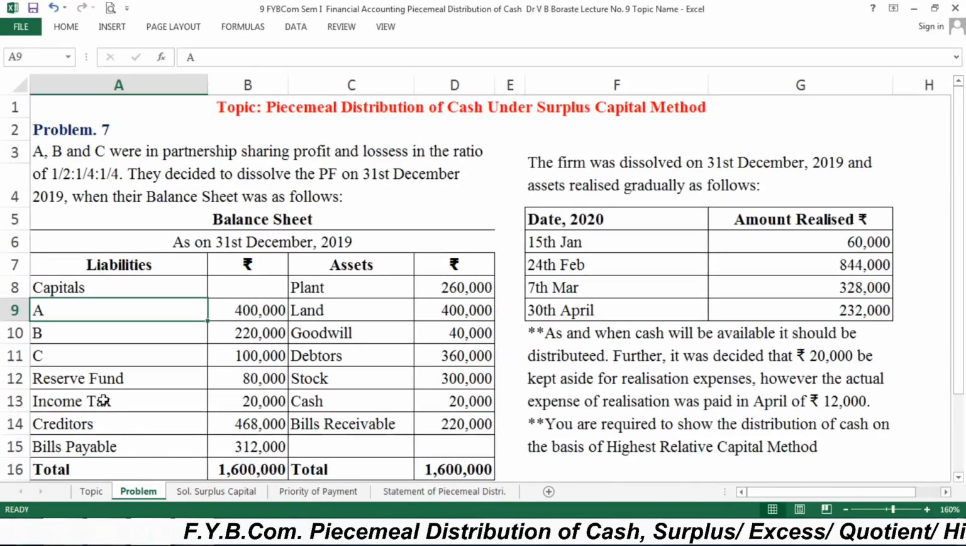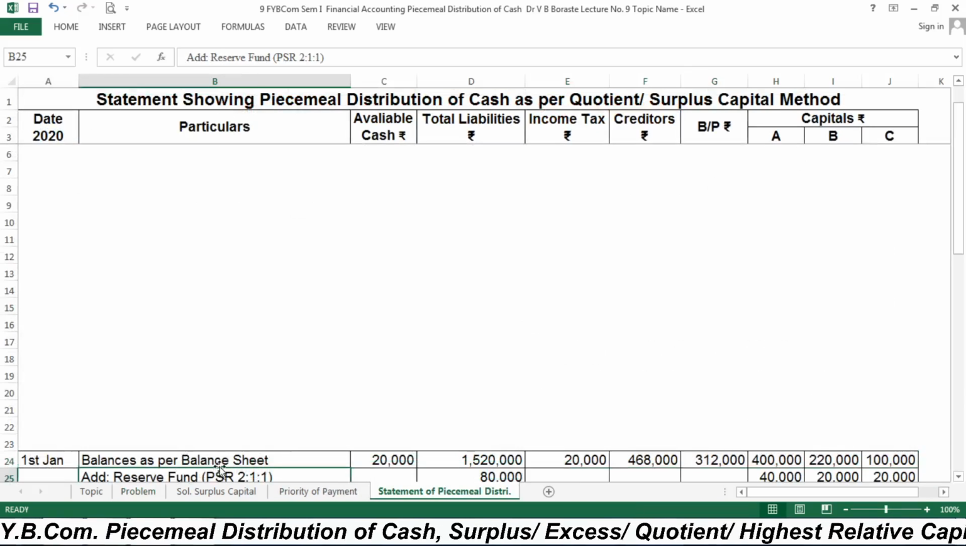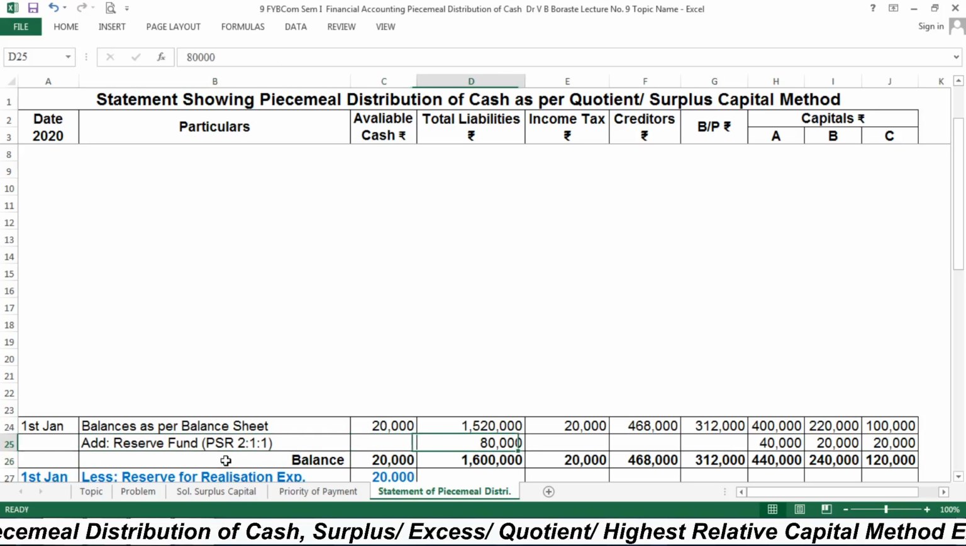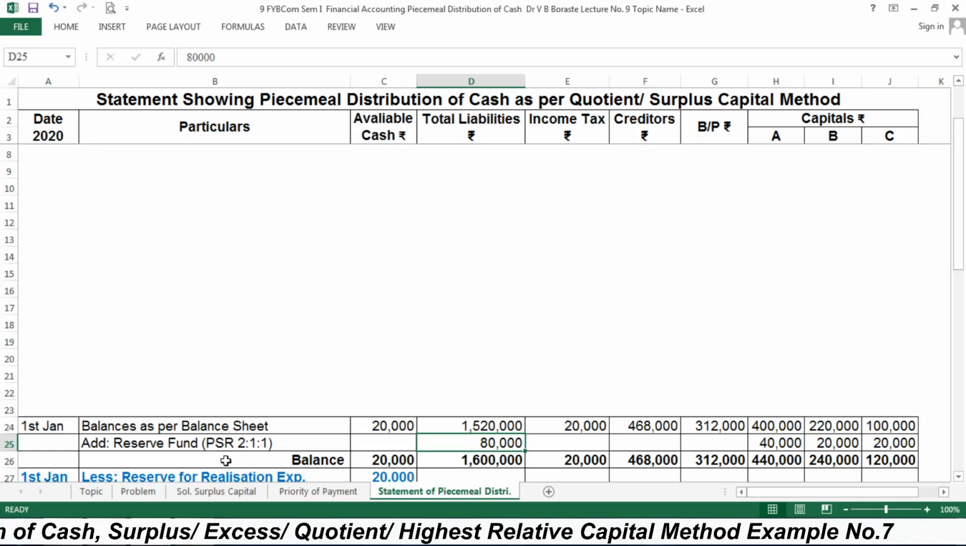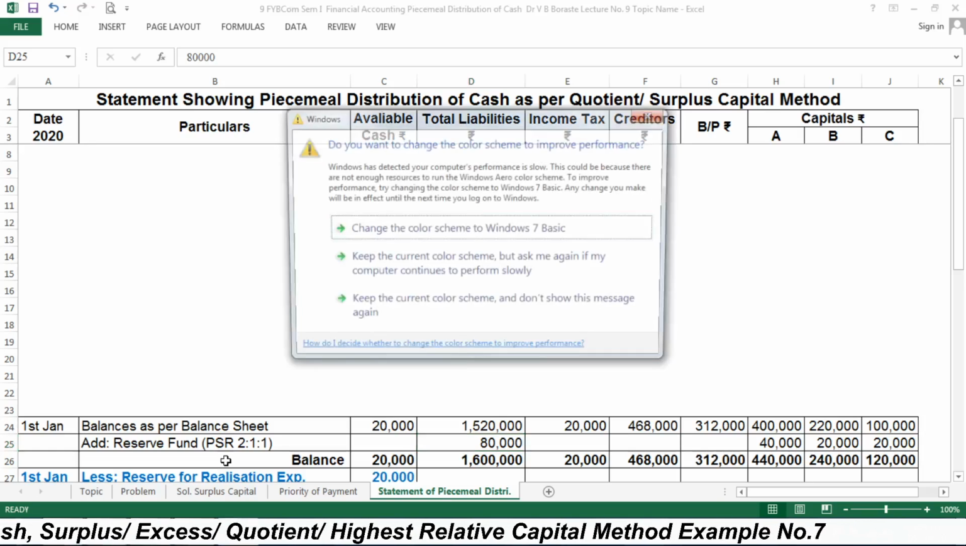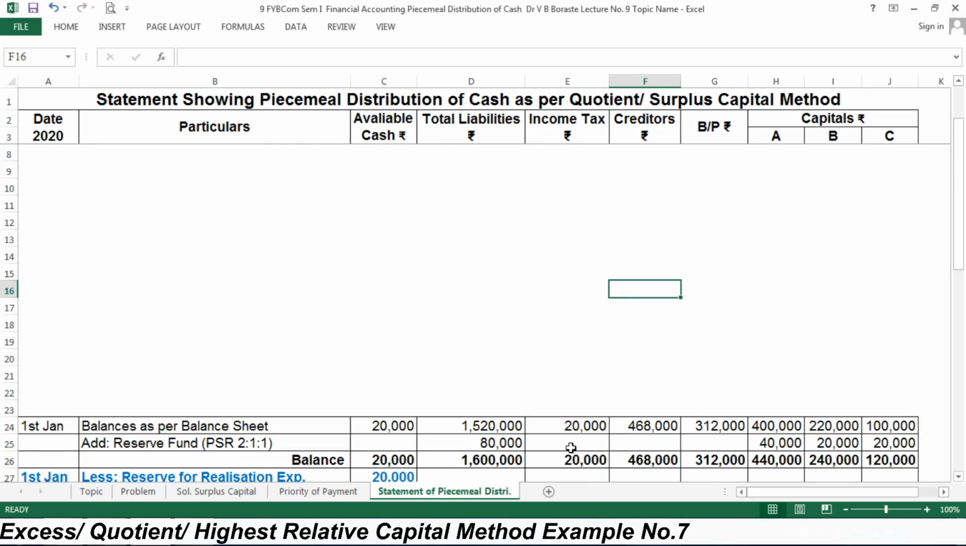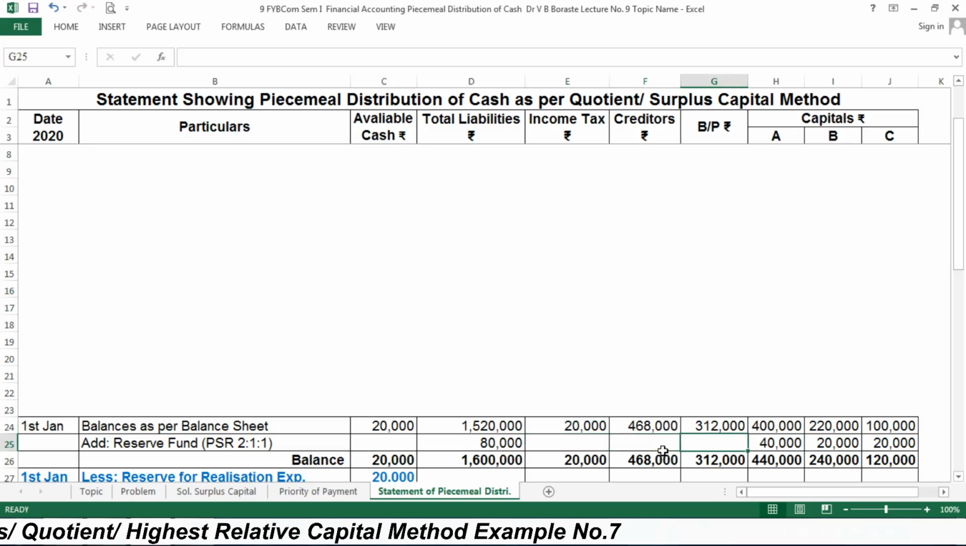After that we have to add the general reserve or reserve fund or profit and loss account which is given on the balance sheet's liability side. So here we are going to add the general reserve or reserve fund in the ratio of 2:1 between A, B and C. So that is 80,000. That means our liability will increase by 80,000 as a general reserve. It is a liability of the partnership firm. Whatever is going to be received by the partners, then also it is a liability of the partnership firm. So on the capital balances, we will add the reserve fund, that is 80,000.